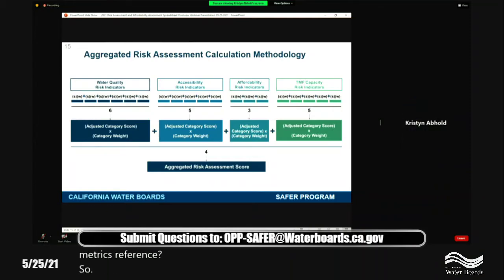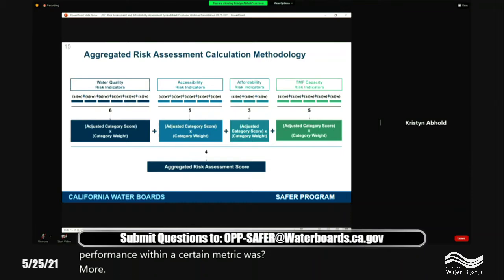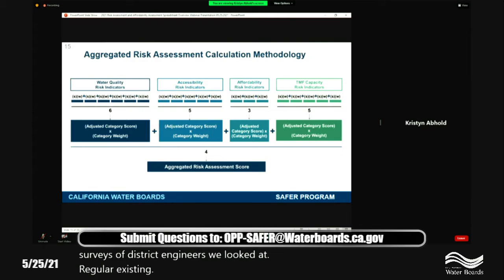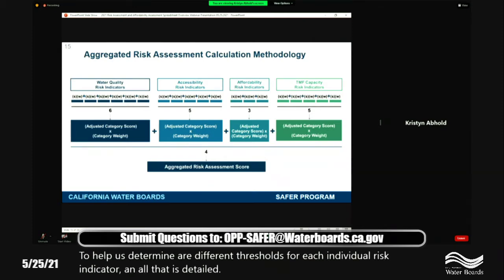That's a fantastic question. I think when she's talking about the range of scores, it's probably our thresholds. How are we determining when performance within a certain metric is more risky? We did a literature review, we did surveys of district engineers, and we looked at existing regulations and policy to help us determine our different thresholds for each individual risk indicator. All of that is detailed in our final report in our appendix.